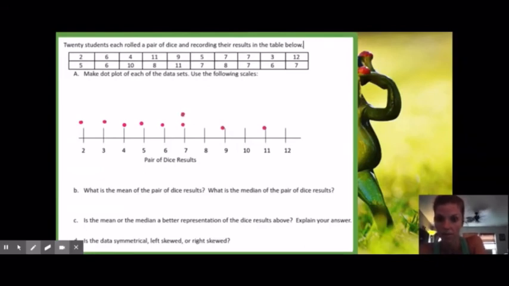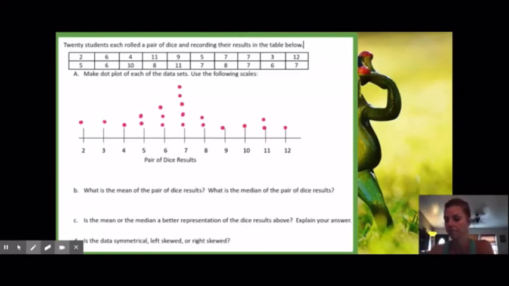I have a 3, a 12, another 5, another 6, another 10, an 8, an 11, a 7, an 8, 7, a 6, a 7. There we go. So this looks pretty symmetrical. What is the mean of the pair of dice results?